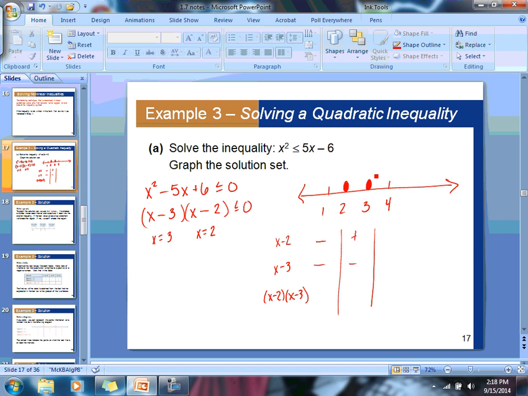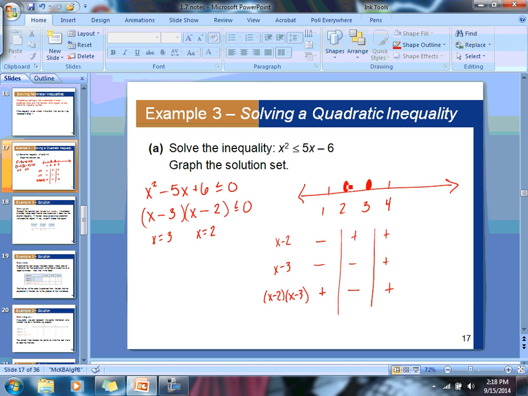And then I'm going to pick some values to the right of 3. So I'll just pick 4 since it's the first whole number after 3. So 4 minus 2, that's a positive. 4 minus 3, that's a positive. So now basically what I do for this last row is I multiply those signs. 2 negatives make a positive. A positive and a negative make a negative. And a positive and a positive make a positive.